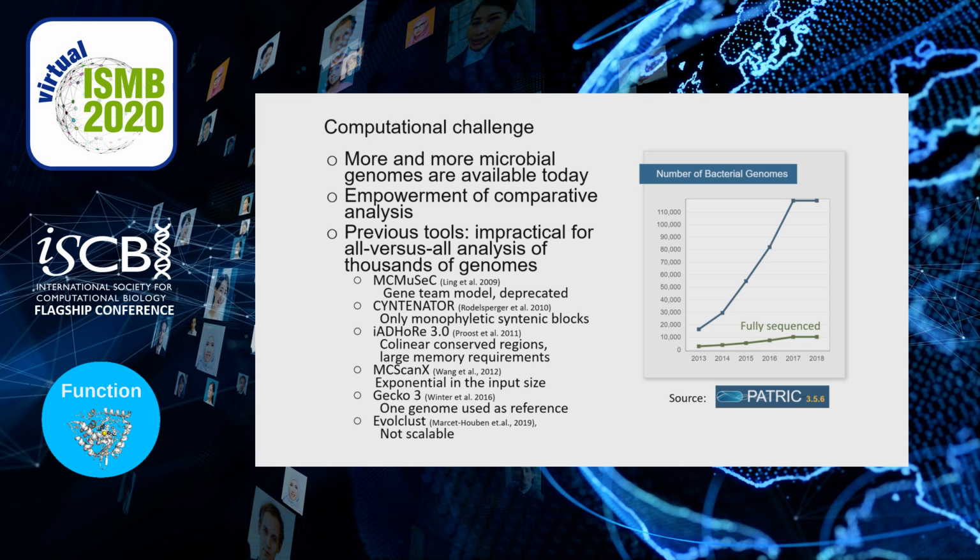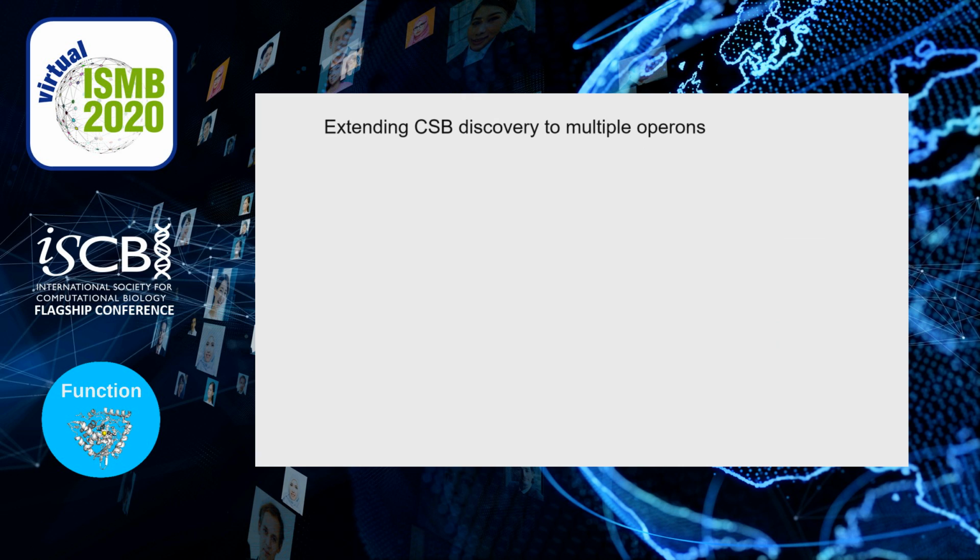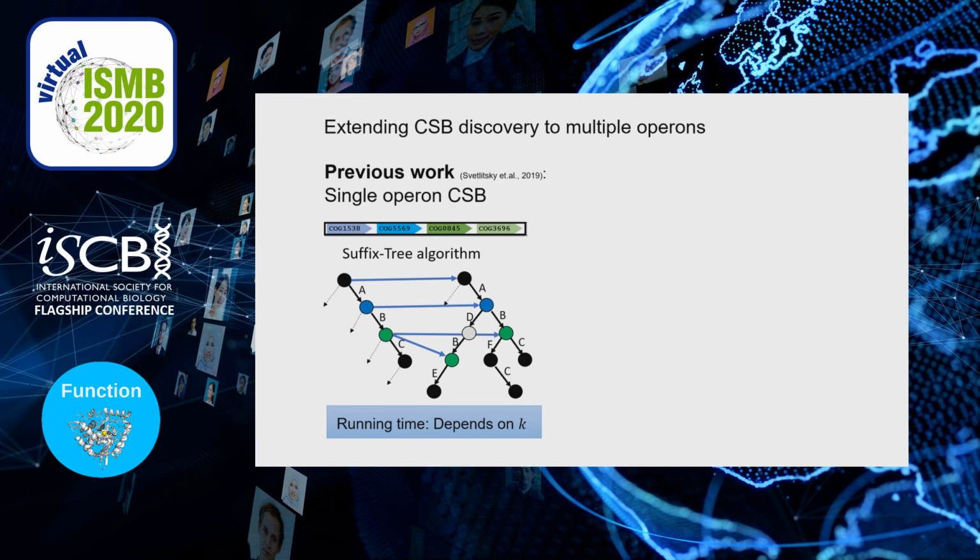The assembled microbial genomes available in public databases are currently in the range of tens of thousands and still growing rapidly. This opens up new possibilities for large-scale comparative analysis. However, previous tools for syntenic block discovery do not scale up to handle thousands of genomes. In a recent work, we proposed an algorithm for CSB discovery that does scale up to thousands of genomes.